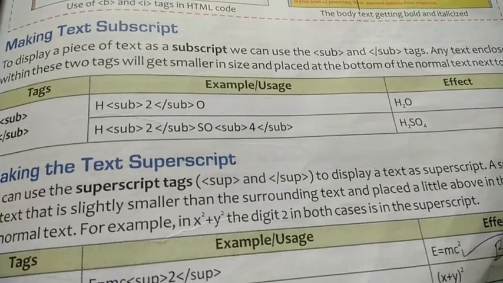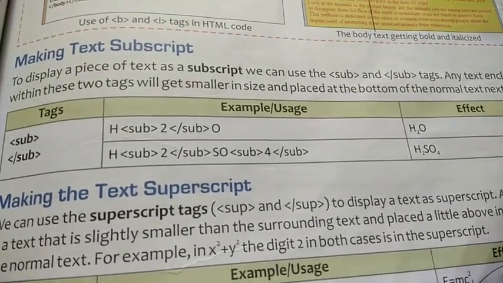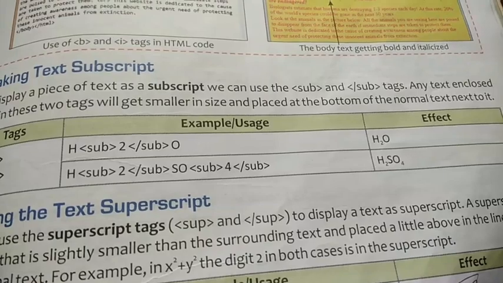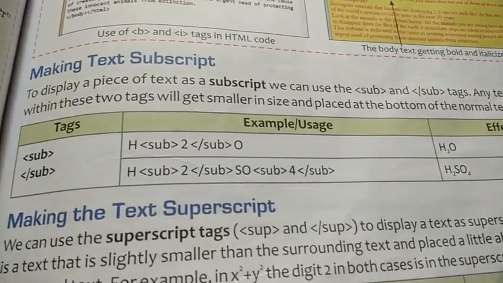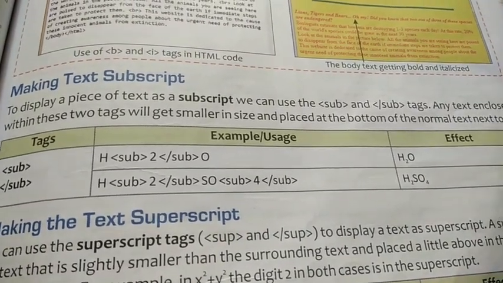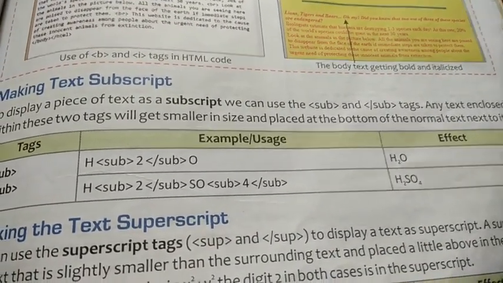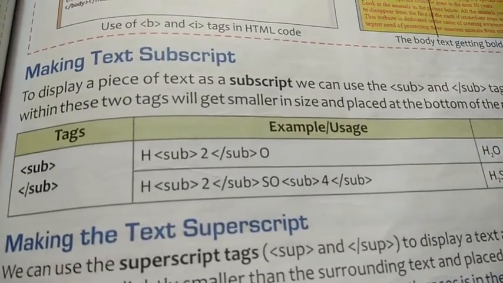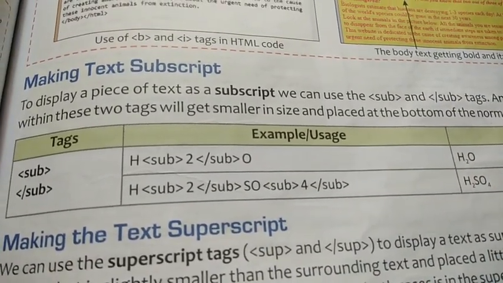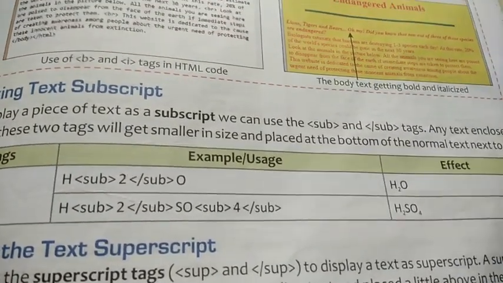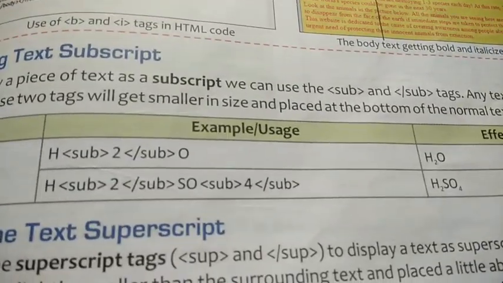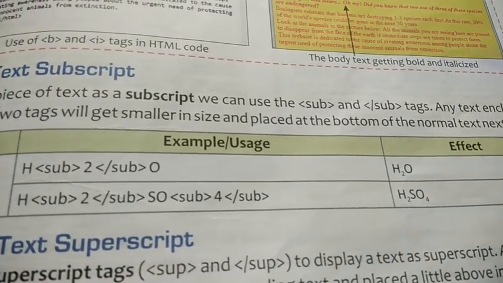Okay. So next topic is making text subscript. To display a piece of text as a subscript, we can use the sub tag, sub opening and sub closing. Any text enclosed within these two tags will get smaller in size and be placed at the bottom of the normal text next to it. So the tag is sub and sub close. So first H sub 2 sub closing O. Example, same as it is, H sub 2 sub close, S O sub 4, H2SO4. So same as the effect of a subscript.